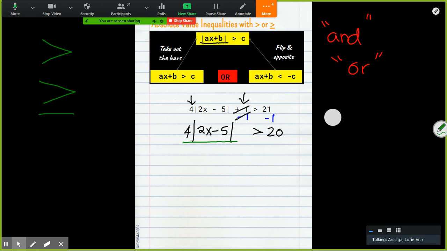Okay, so now we're going to get rid of the 4. Awesome. So you divide the left by 4, and you also have to divide the right by 4. So what happens now? They cancel.